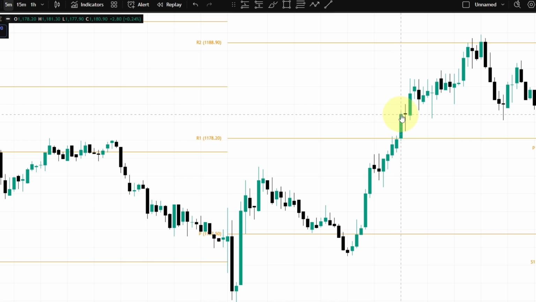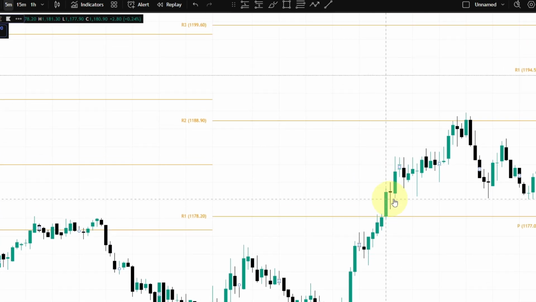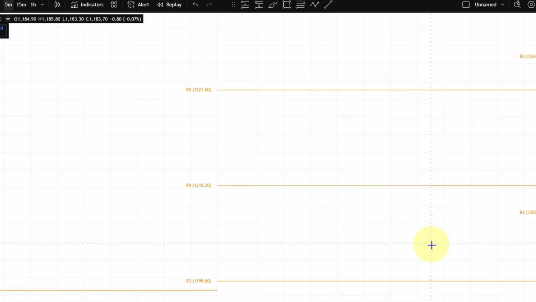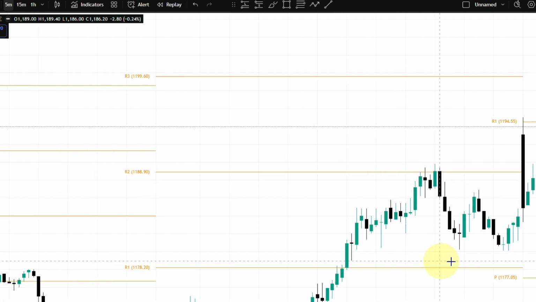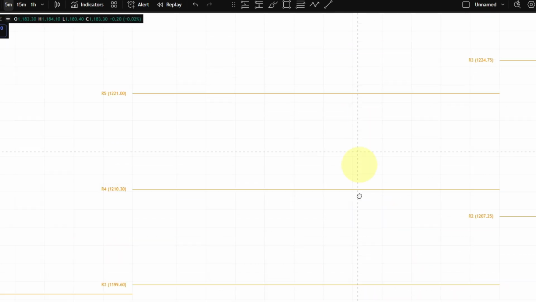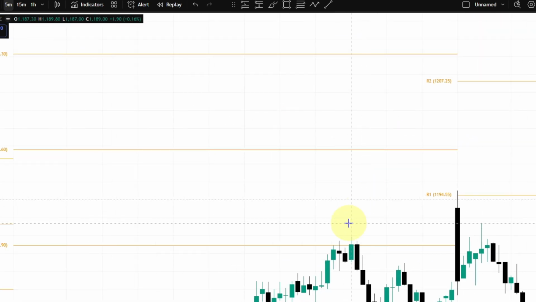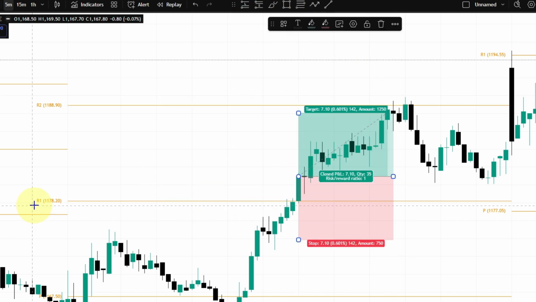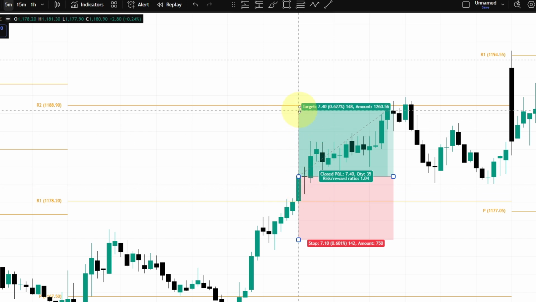But what is going to be our target? People usually think that after breaking R1, the price will shoot up and go to R3, R4 or R5. But in reality, that will happen once in a lifetime. If you think the price will shoot up to R5 or R4, it will never happen. So we need to enter when the R1 line gets broken and take our target at R2, because this is our nearest resistance. So if we enter here when R1 gets broken, our target will be R2.